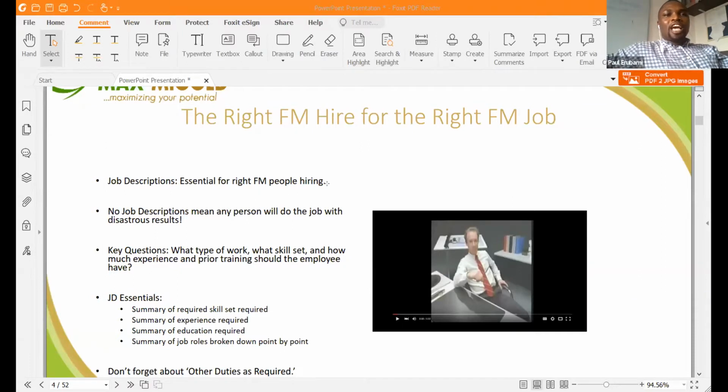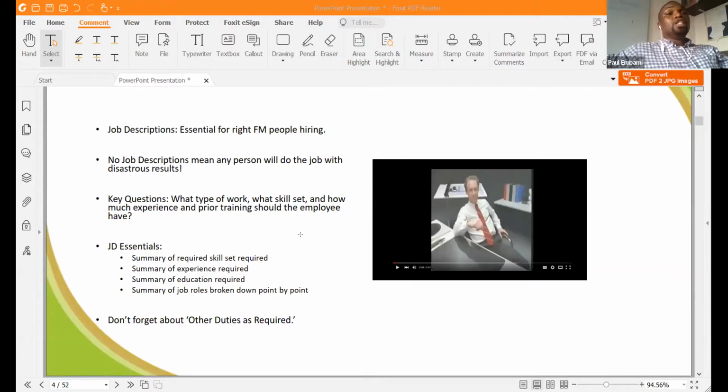Also, the educational level should be spelled out. Oh, I only need people with OND. I need people with HND. Oh, I need people with BSc or maybe master's. It should actually be stated. Then the job role should be broken down point by point. When we say job role, once you employ the person, what will the person be doing in your organization? It's not just enough for me to say, okay, I'm expecting this person, I want this person to manage my chiller. If the person is going to manage your chiller, what exactly are they going to be doing on a daily basis? You should be able to pen them down point by point.